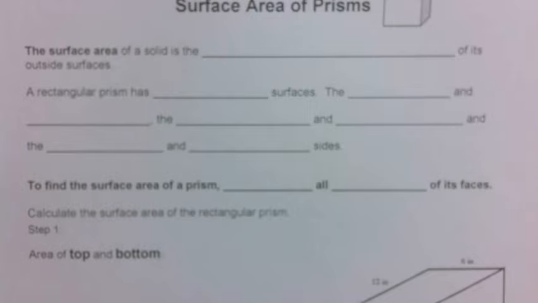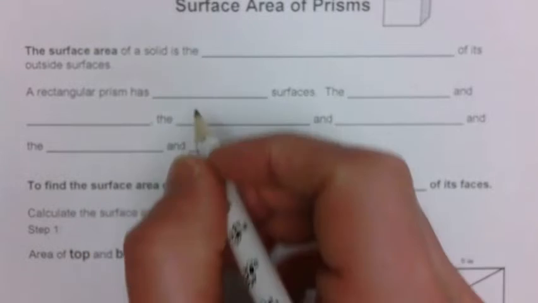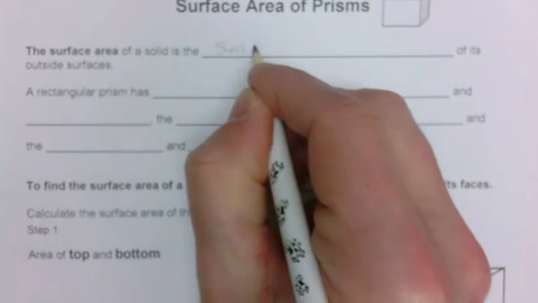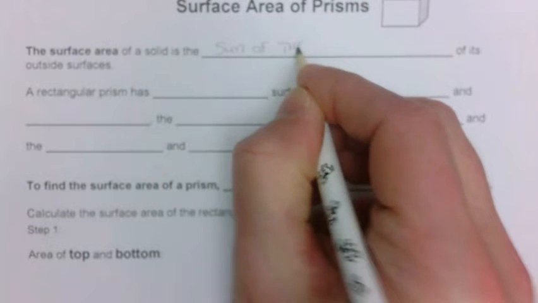In our lesson today, we're going to begin by looking at the surface area of prisms. The surface area of a solid is the sum of the areas of its outside surfaces. The first type of prism that we're going to look at is a rectangular prism, and a rectangular prism has 6 surfaces.